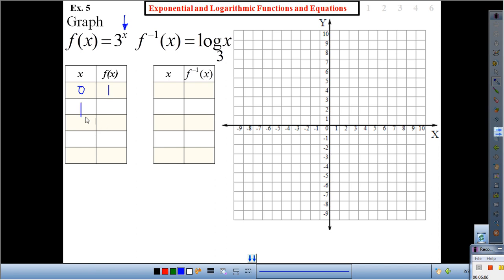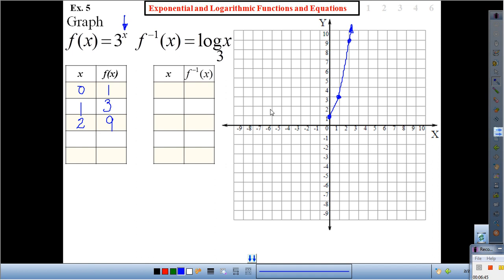Next value, 1. What is 3 to the first power? Any number to the first power is that same number, so therefore this is 3. Next value, 2. What is 3 to the second power? 9. All right, let me graph that. 0, 1; 1, 3; and 2, 9. There it is.